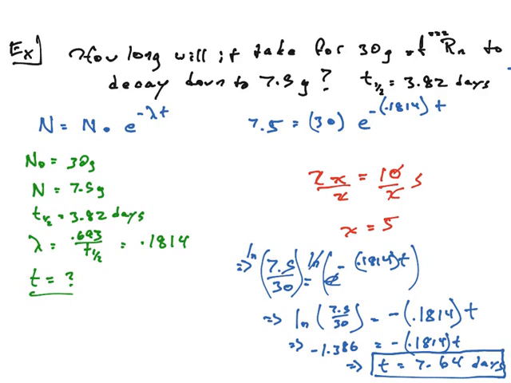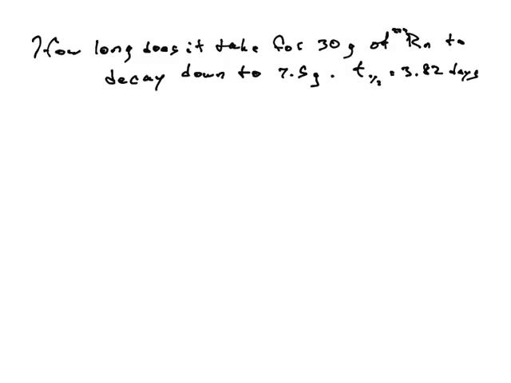Now, what's the trick? What trick was I talking about? Let me rewrite the question. There it is. How long does it take for 30 grams of radon to decay down to 7.5 grams, given that the half-life for radon is 3.82 days? Here's the trick. If you find that the amount left over is a half multiple of the original amount. So notice we started with 30. If you divide 30 by 2, you get 15.